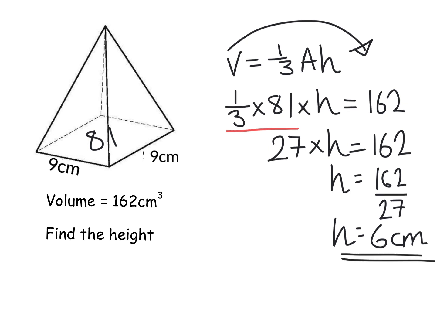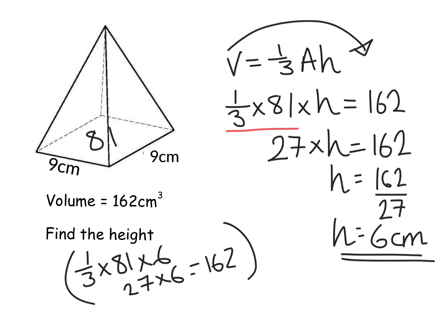And a quick check, which is always possible once you think you've got the answer. If I do 1/3 times 81 times 6, well that's 27 times 6, which is very roughly 30 times 6, 180. It's 162. You can always plug it back in and check that it gives you the volume that they gave you in the question. So that's just a little check that you could do. So that is a pyramid.